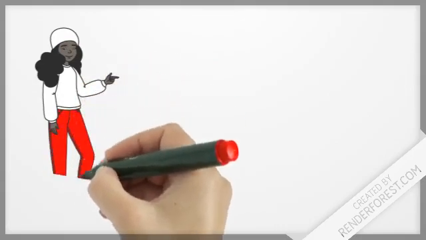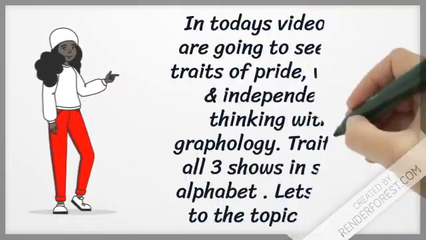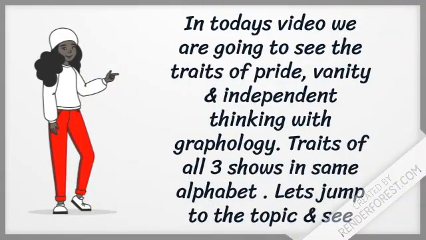In today's video, we are going to see the traits of pride, vanity and independent thinking with graphology. Traits of all three show in the same alphabet. Let's jump to the topic and see which alphabet it is.